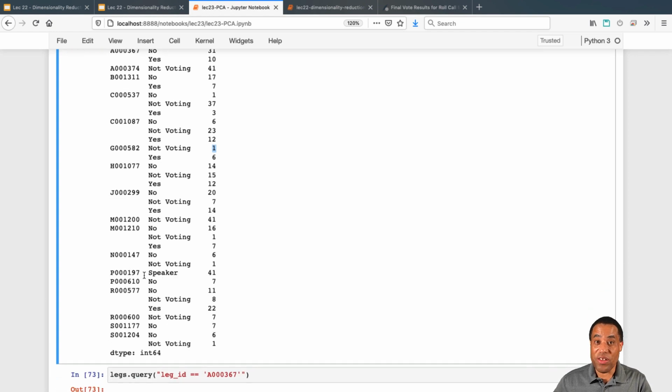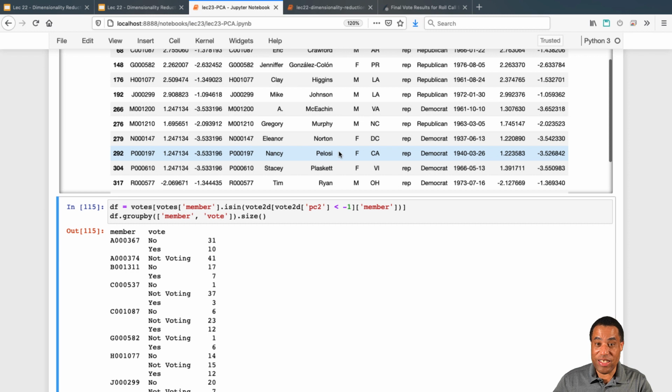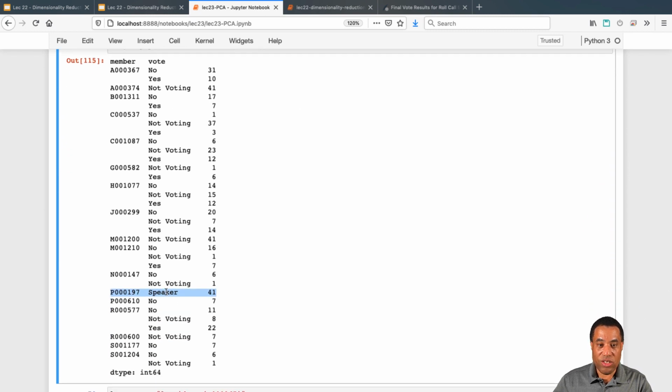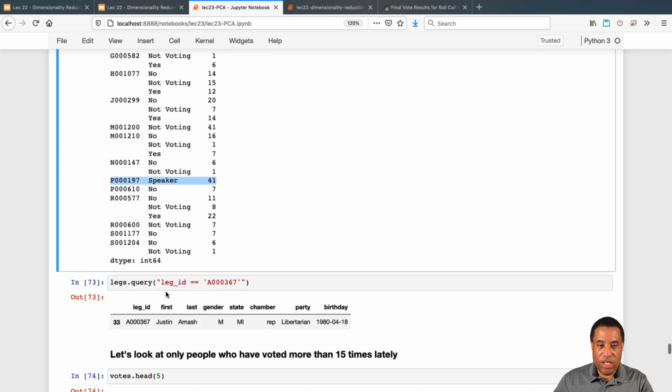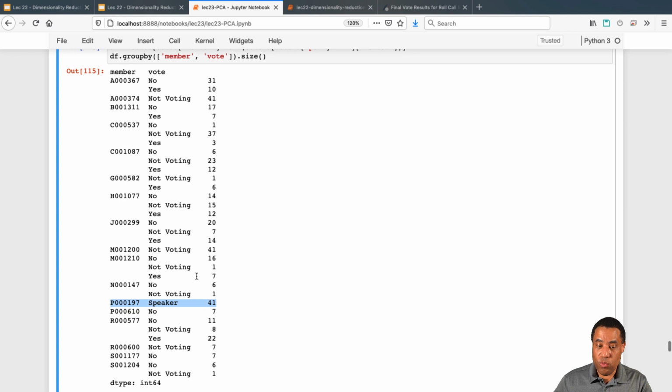And here's an interesting thing. It turns out there's another category of vote. There is voting as the speaker, right? So 197, Nancy Pelosi, she voted as the speaker. And so her votes got counted differently and reported differently in this data set. And so what we start to see is, maybe what's being captured here is that the lower value of principal component 2 means they didn't vote as much. That might be one of the things that it's capturing.